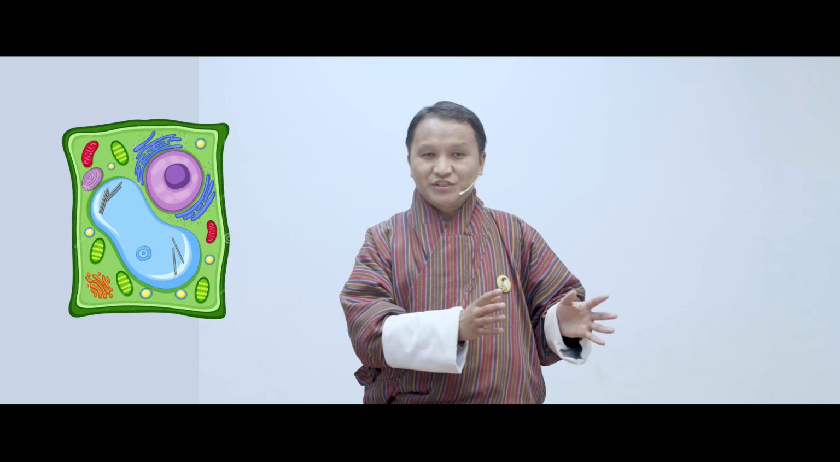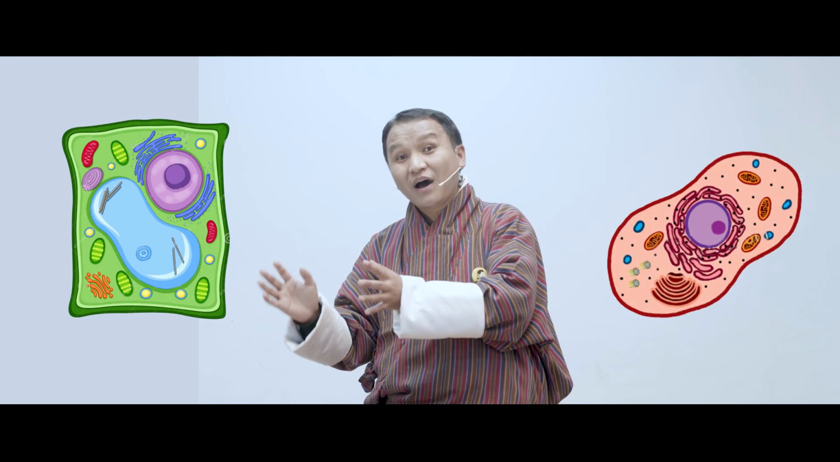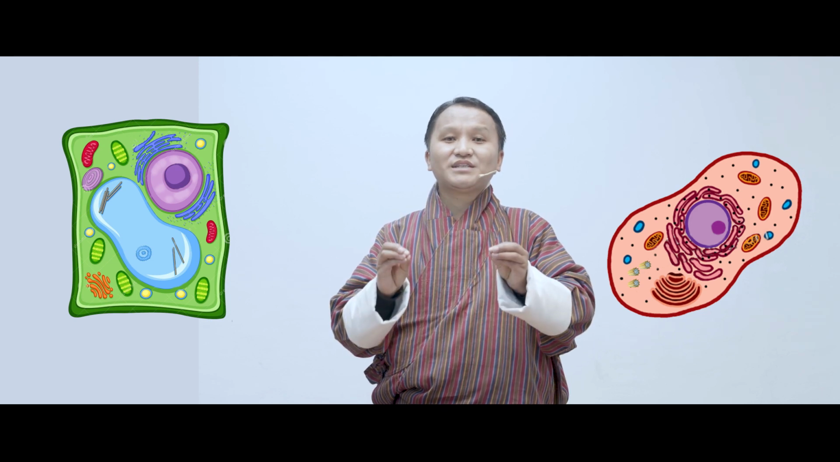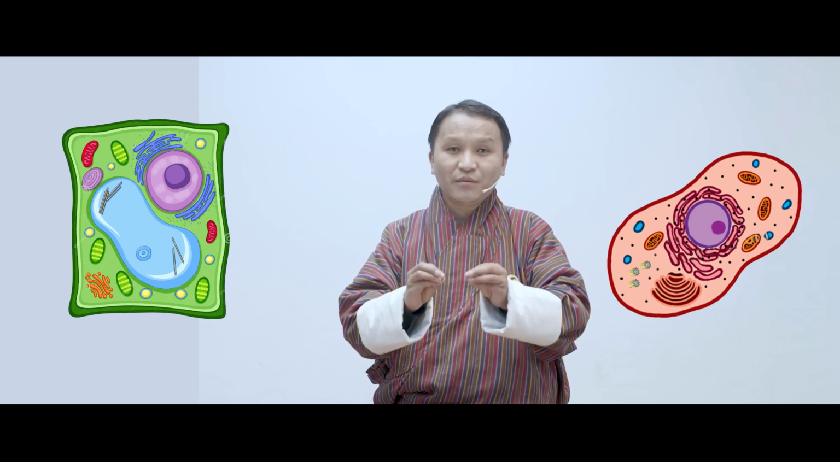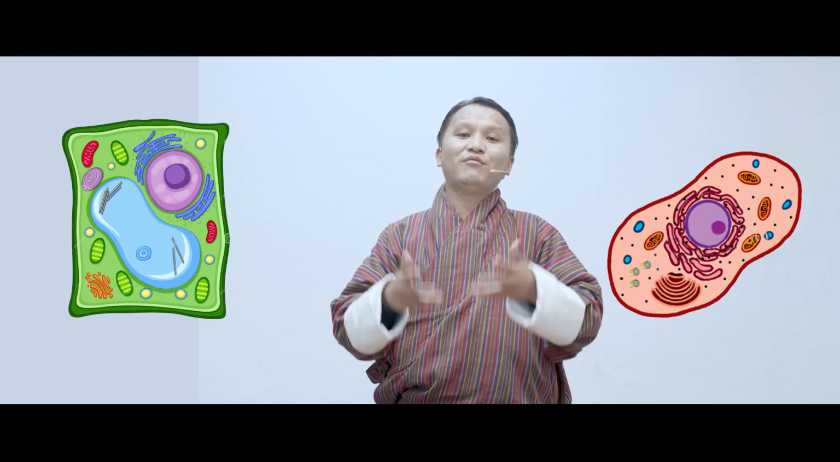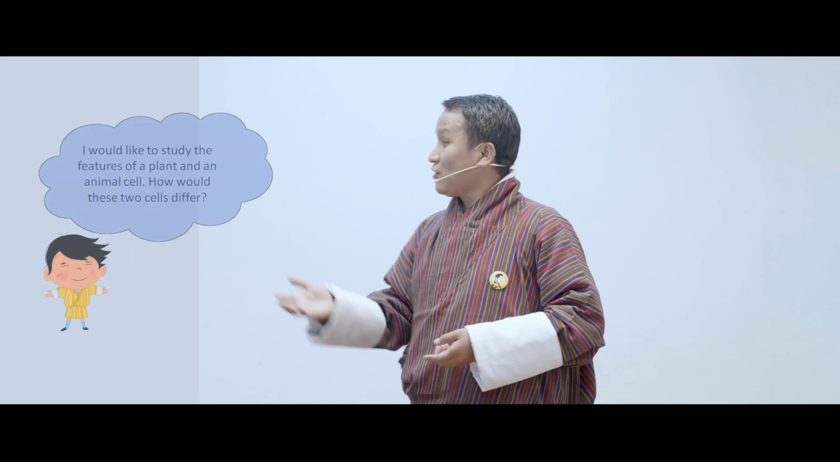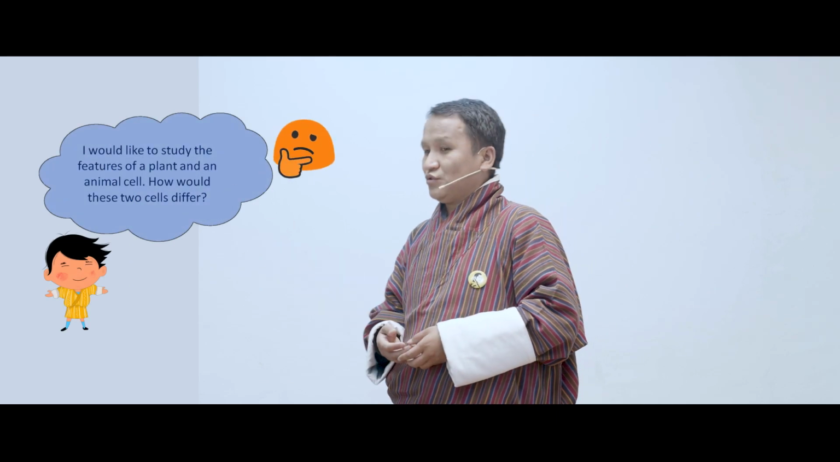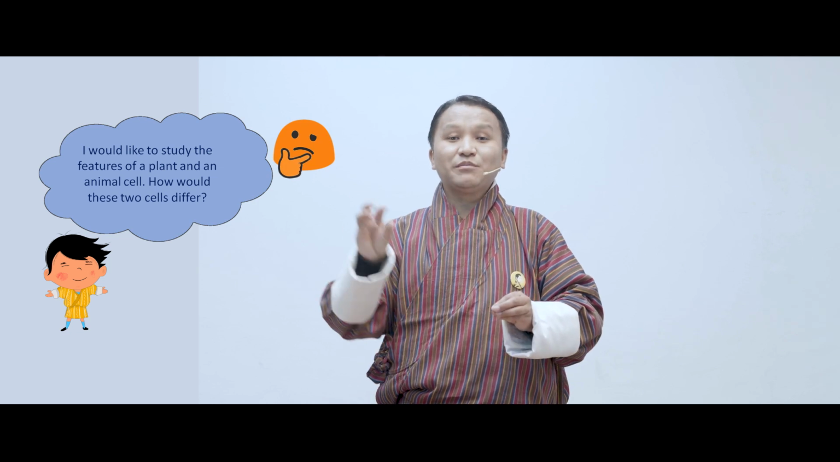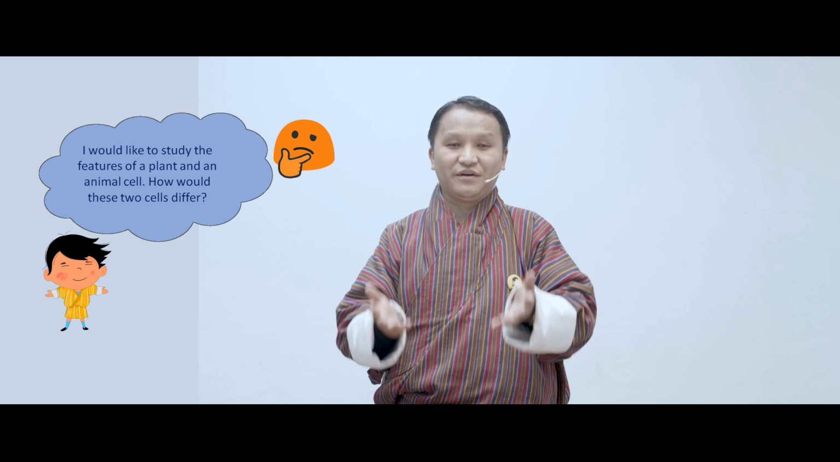Now, having looked at plant cell and animal cell, the features of both, let us try to find out if plant cells and animal cells would look the same, or if they would have the same features, or if they would have different features. Now if you look here, you can find a cartoon who says, I would like to study the plant cell and animal cell, but what difference would be there?